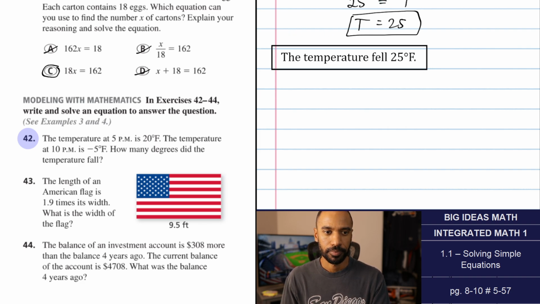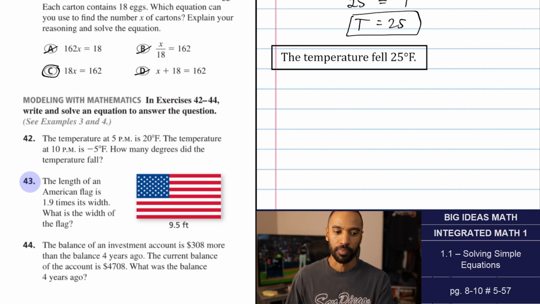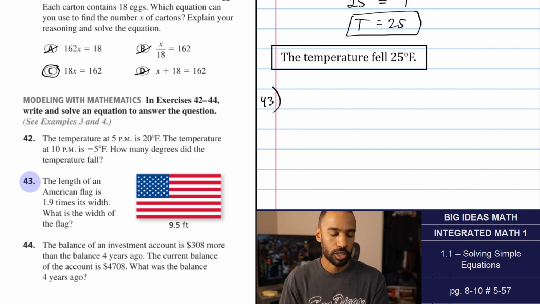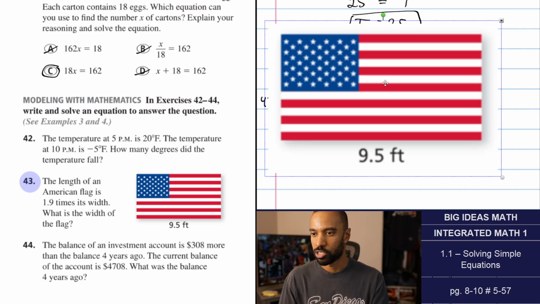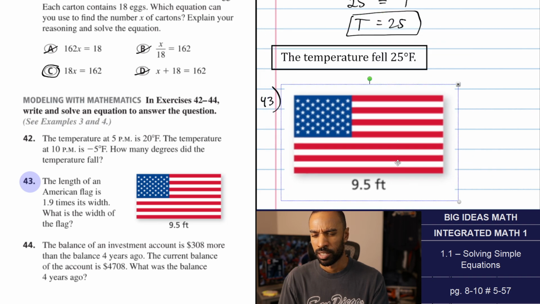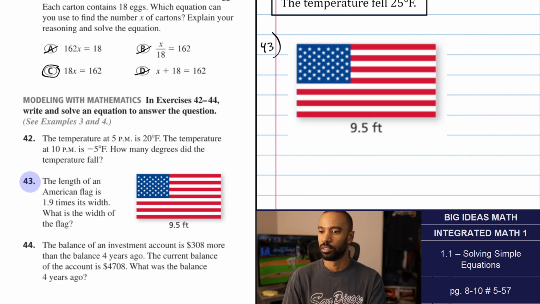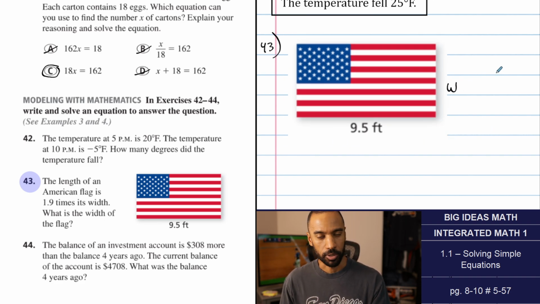Number 43. The length of an American flag is 1.9 times its width. What is the width of the flag? So they're saying that we know its length. We need to find its width. So here's what's going on. I'm going to copy and paste the flag. It sounded illegal. Guys, I'm going to duplicate the flag. This is the width, W. This is the length, L.